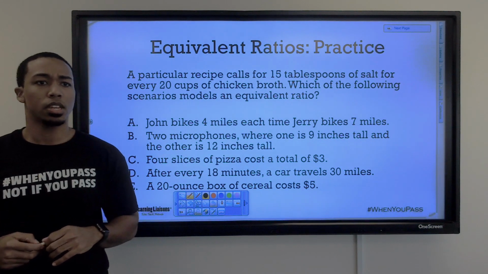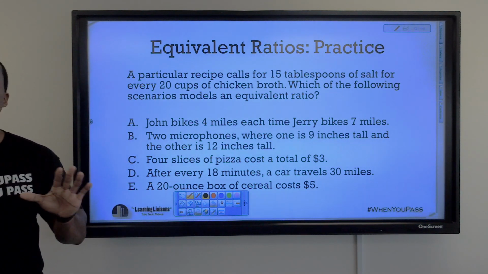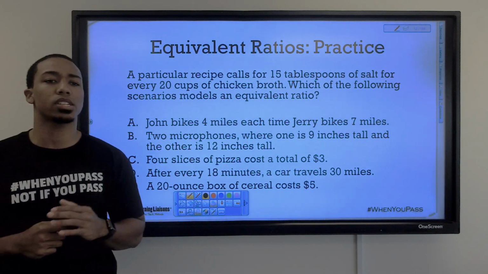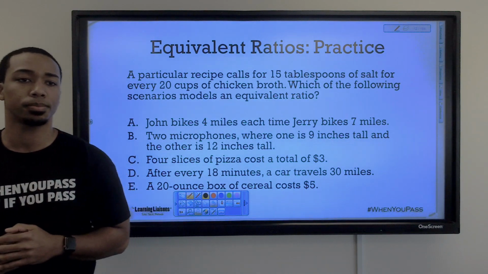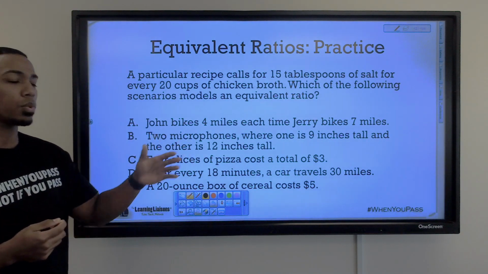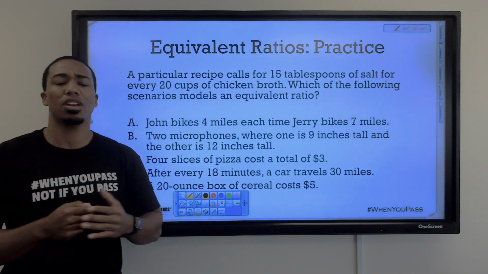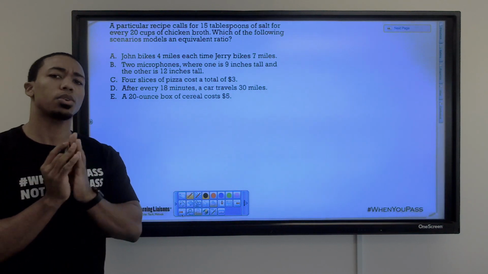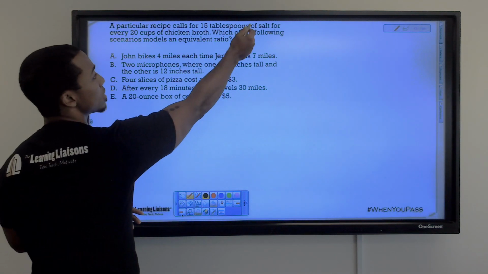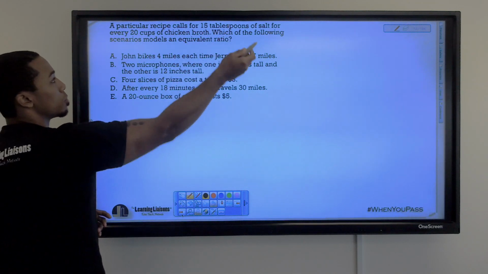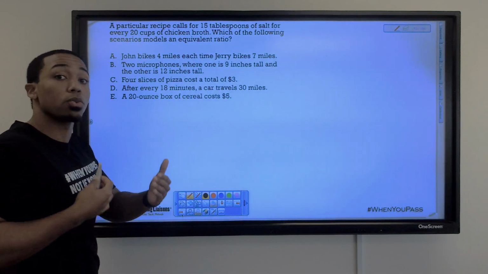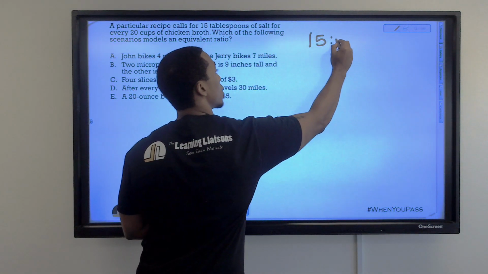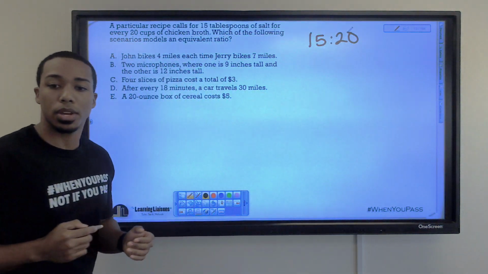Another practice problem. A particular recipe calls for 15 tablespoons of salt for every 20 cups of chicken broth. Which of the following scenarios models an equivalent ratio? Before we even look at our answer choices, let's think about what we're looking at. Let's give ourselves some more room here. Key words here. Let's make sure we read the problem carefully. 15 tablespoons of salt for every 20 cups of chicken broth. If we were representing this ratio, the way we would write it would be 15 to 20. And there we go.